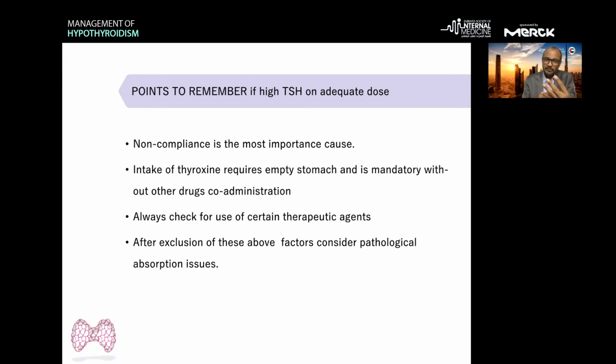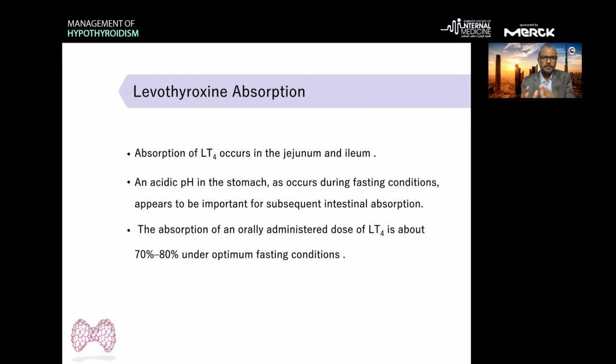If your patient didn't follow these instructions, probably they will come back to you with an abnormal thyroid function test. And then you might need to increase the dose, and probably you're then giving your patient a dose that they don't require, a higher dose than normal. So the absorption of thyroxine actually occurs in the jejunum and the ileum. It requires an acidic pH in the stomach. And as I said, only 70 to 80% of thyroxine is absorbed under these conditions.